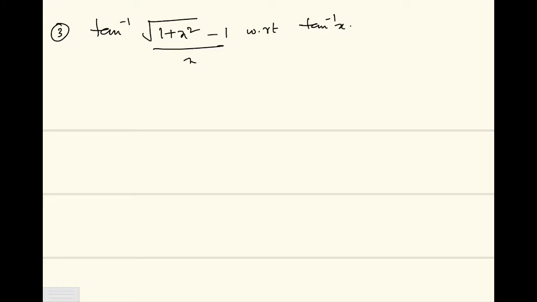Okay, the third sum you have to differentiate. By the way, I forgot, so like it will be differentiate. Let me move this a little.